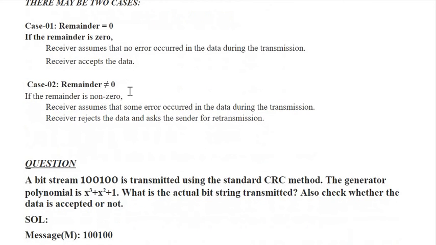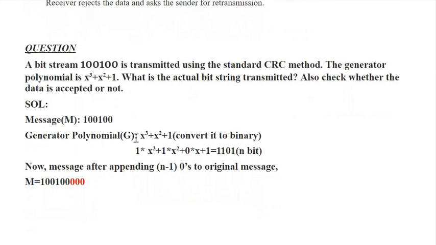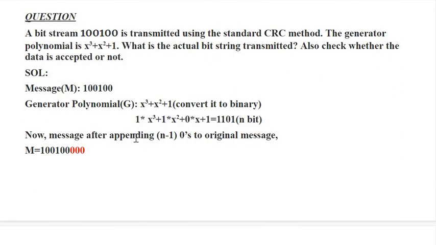In case the remainder is not 0, it means any of the bits is 1. So in that case, the data is rejected and we will ask the sender to retransmit the data. Fine. So let's see this question.